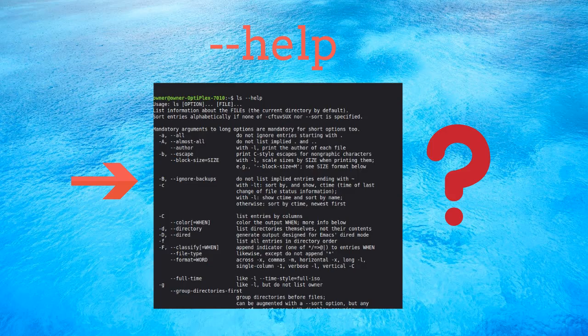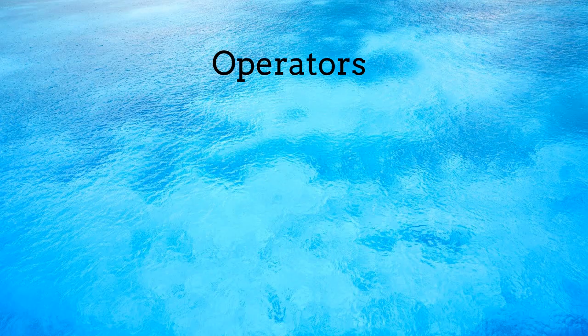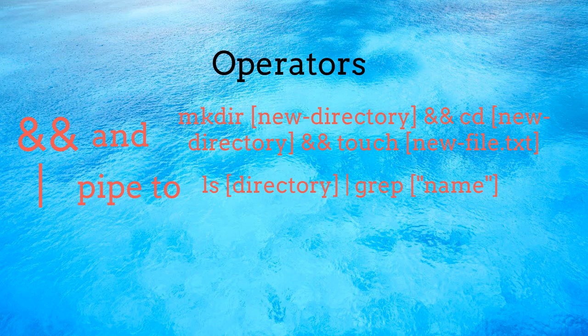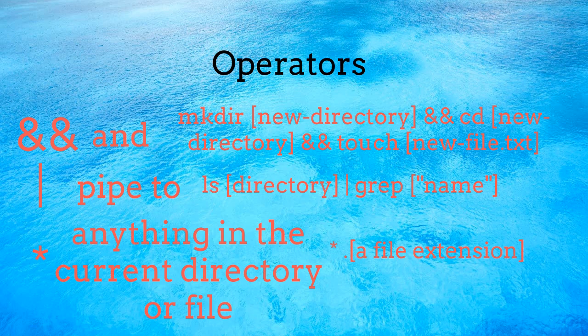You can string commands together so that a second one executes after the first one with the operator &&. Another useful operator is pipe, which takes the output of one command and uses it as input for a second command. It's often combined with grep to search output for a particular name in output you have generated. Another useful operator in Linux is an asterisk, which just means anything.